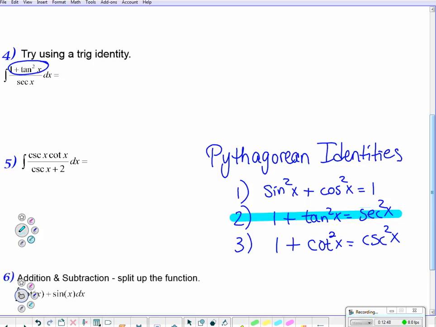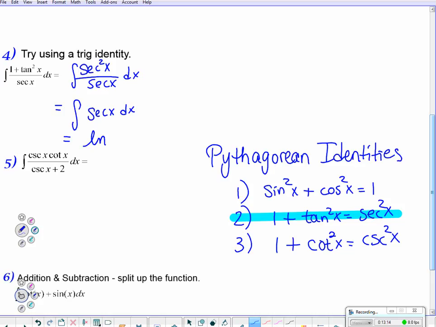1 plus tangent squared x equals secant squared. So what we can do is we can trade this out. Let's exchange 1 plus tangent squared for a secant squared x over a secant x. See where this is going? And simplify secant squared over secant leaves me secant x dx. Do I know the integral of secant? I think I do. It is natural log absolute value of secant x plus tangent x. If you don't quite remember it, look on the table, it's there. Problem is solved.